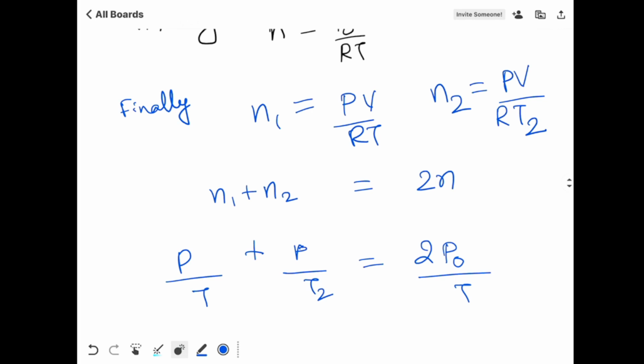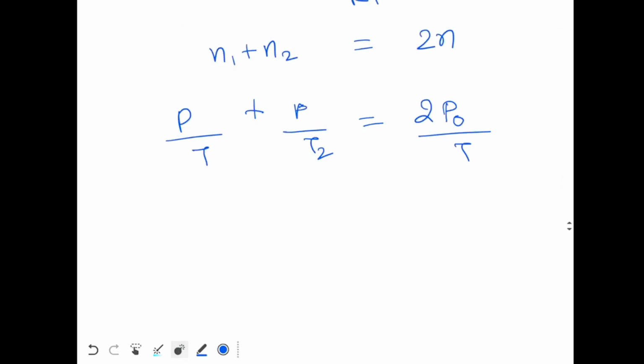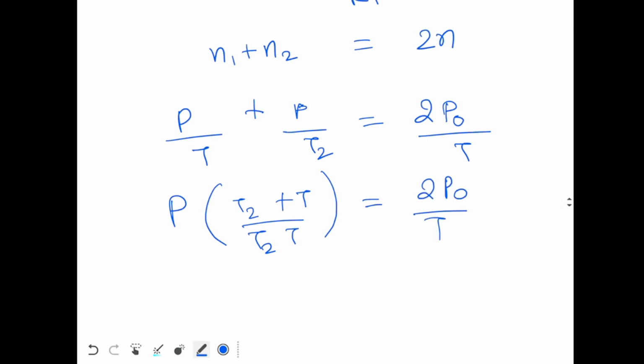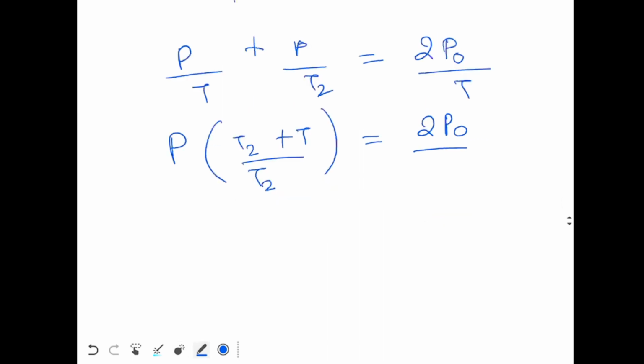So when you simplify this further, P times (T2 plus T) by T2 into T will be equal to 2 P naught by T. Again, let's remove T from the equation. So P will be equal to 2 P naught T2 divided by T2 plus T.